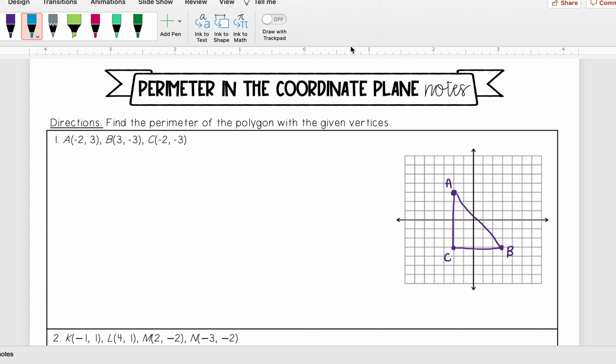So if you remember, perimeter just means that you're adding up all sides. So let's write that down. So perimeter equals add up the length of all sides.